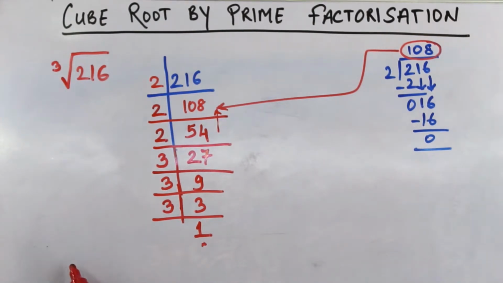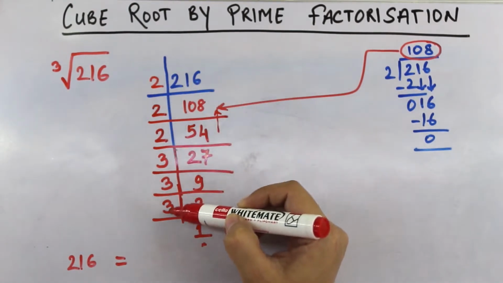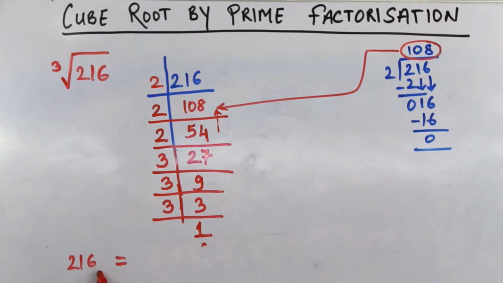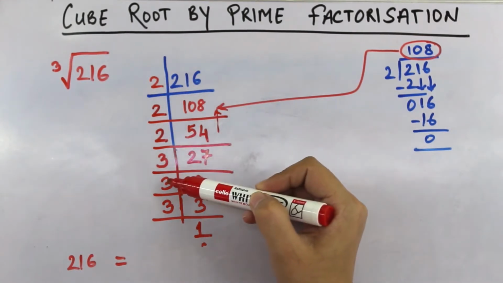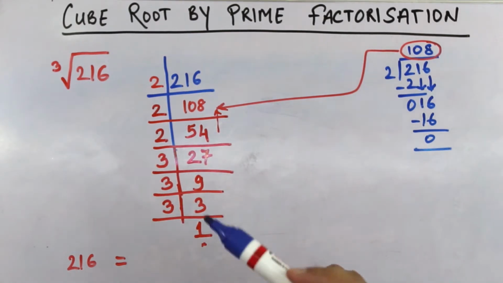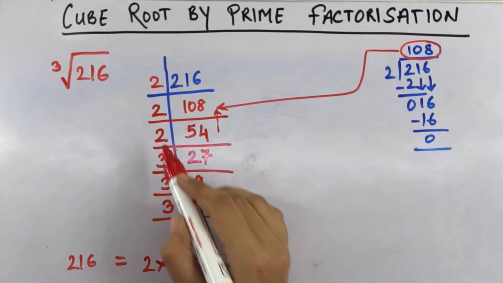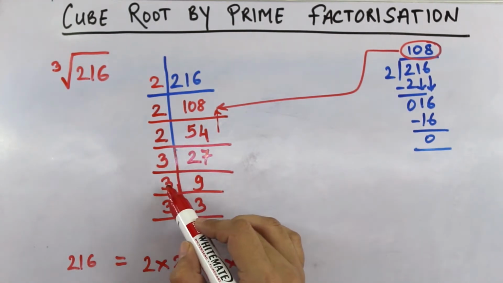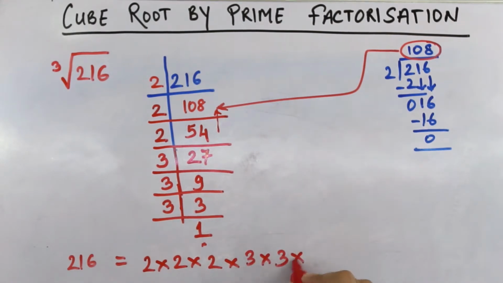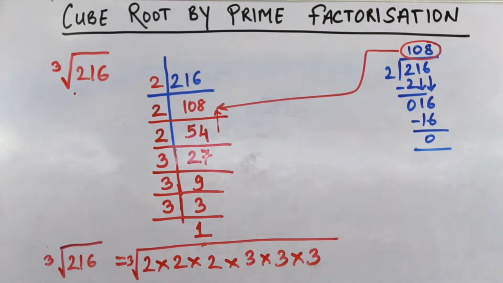So 216 is the product of all these prime numbers. I can write 216 as the product of all these prime numbers which are written over here. So 216 can be written as 2 multiplied by 2 multiplied by 2 multiplied by 3, 3, 3. That is, 3 times I'm going to write 3. Now my question was to find the cube root, so I'll put a sign of cube root.